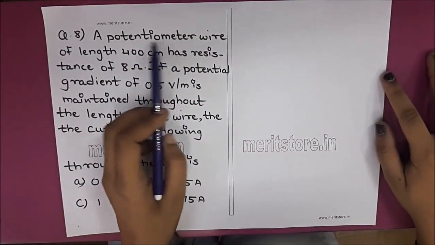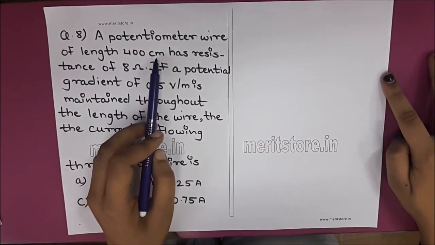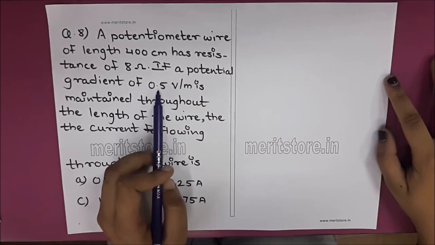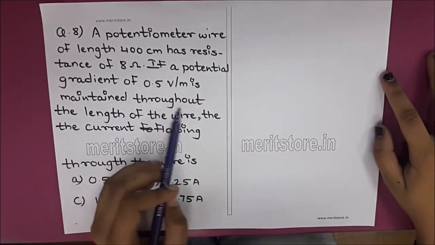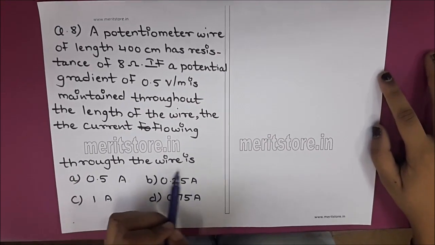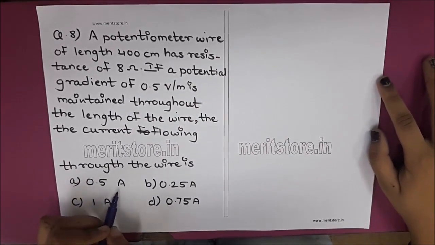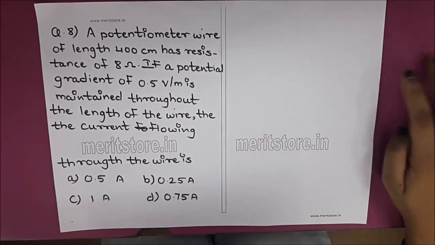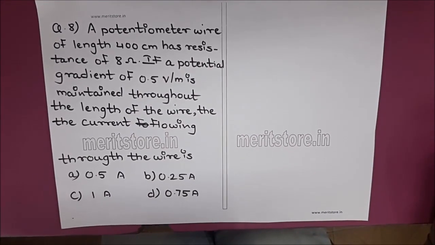Question 8. A potentiometer wire of length 400 cm has resistance of 8 ohms. If a potential gradient of 0.5 volt per meter is maintained throughout the length of the wire, the current flowing throughout the wire is A 0.5 ampere, B 0.25 ampere, C 1 ampere and D 0.75 ampere.